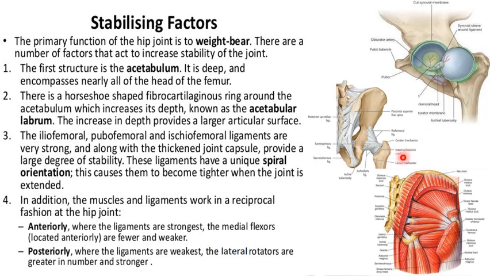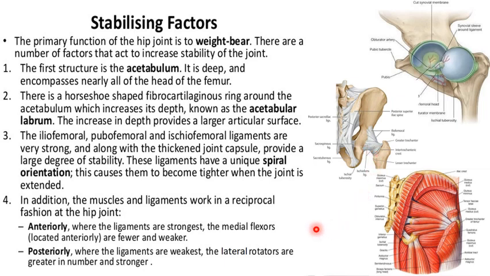And the ligaments, the iliofemoral, pubofemoral and ischiofemoral ligaments are very strong and blend with the joint capsule, and most of the fibers of these ligaments are spirally oriented, so that they become tighter and taut when the joint is extended.